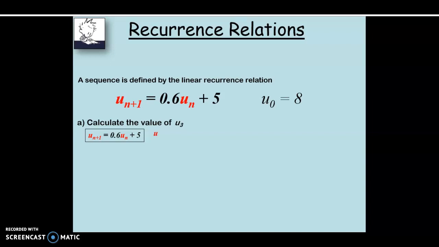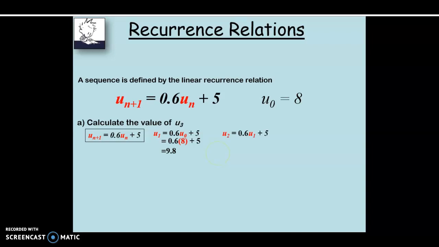So to get u1, we need to take 0.6 and multiply it by our current value, which will be u0, our initial value, then add 5. So it's going to be 0.6 multiplied by 8 and add 5, and we get 9.8.